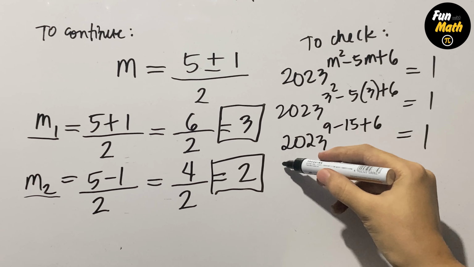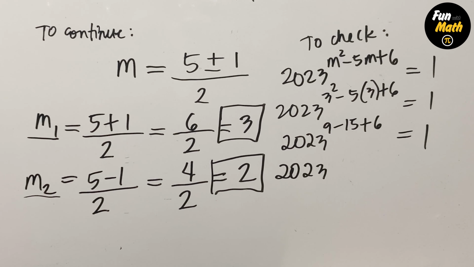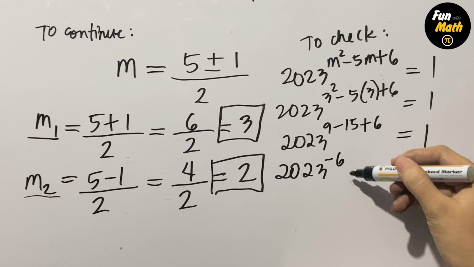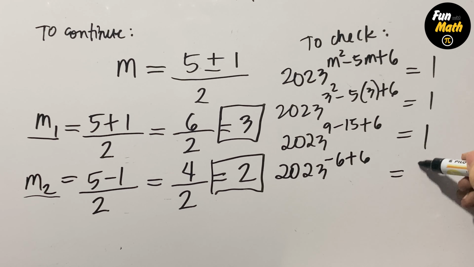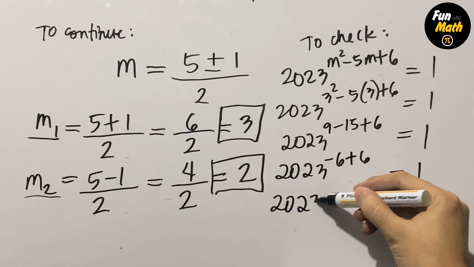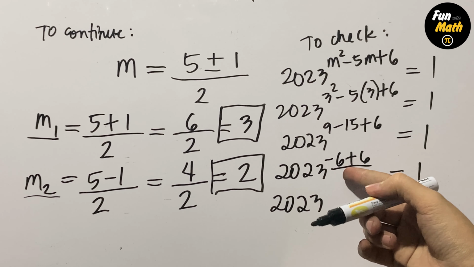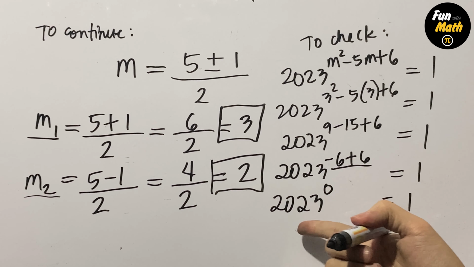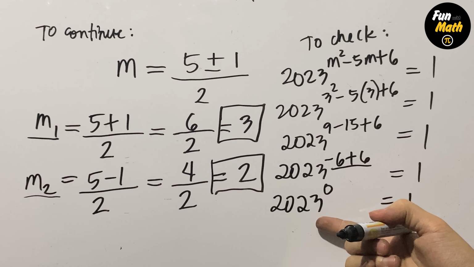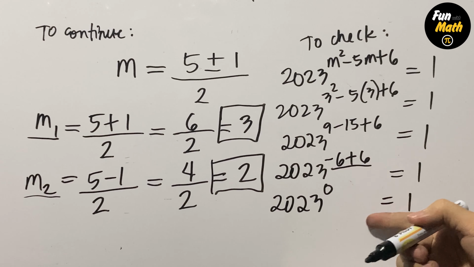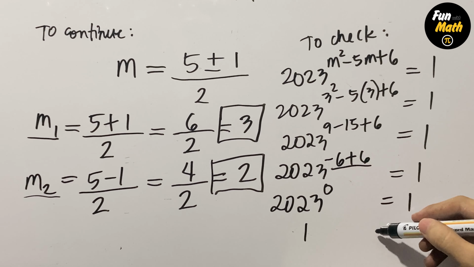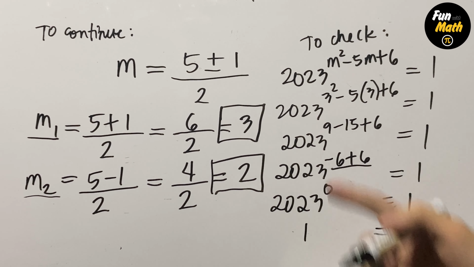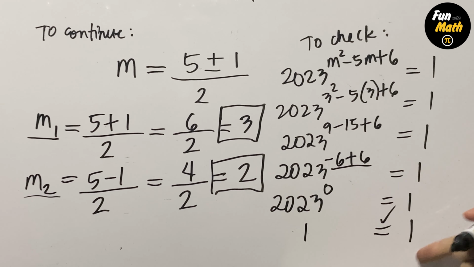equals 1. And then 2023 to the power of 9 minus 15, that is equal to negative 6, plus 6 equals 1. And then 2023 to the power of, this will be subtracted, and that is equal to 0 equals 1. So 2023 to the power of 0 is equal to 1. That is 1 equals 1. Therefore, our first m, which is equal to 3, is correct.